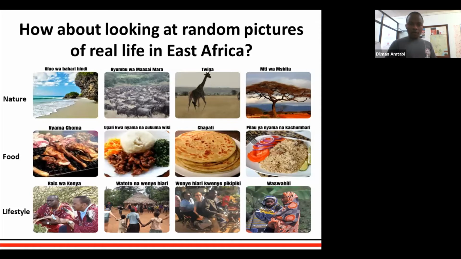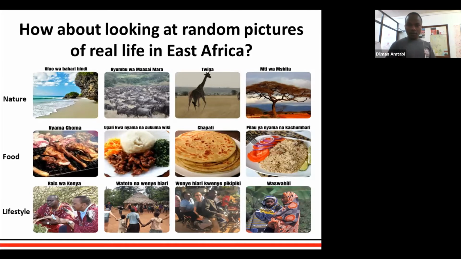Next we have Nyumbu, the wildebeests. I think you know about the wildebeests in Kenya and Tanzania. In Swahili we call them Nyumbu, and I've put it as Nyumbu wa Masai Mara because they are mostly found in Masai Mara. During the high season in July they are crossing from Tanzania to Kenya, and then after that they also cross back.